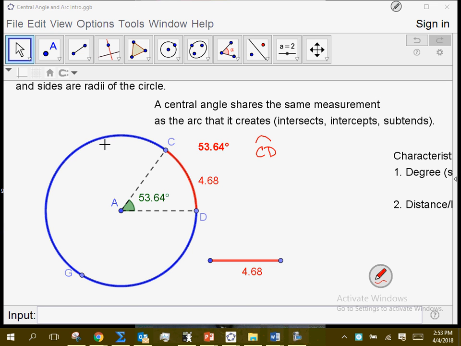Now, CD is a unique kind of arc. It's a special type of arc. We have multiple types of arcs. Semicircles are one of those types. This is a minor arc. Minor meaning what? Small, okay?